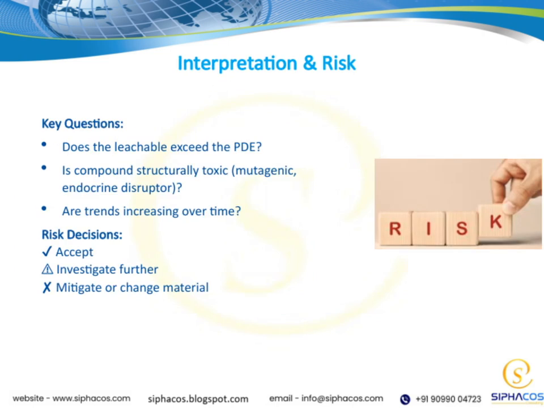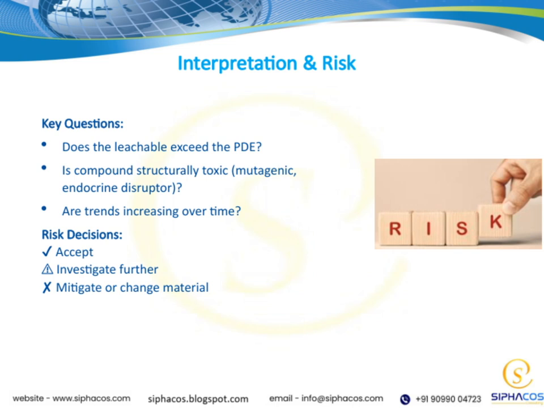Let's talk about how we interpret and assess the risks associated with leachable substances. First, we ask, does the leachable level exceed the PDE, or permissible daily exposure? If it does, that's a clear indicator that we need to pay closer attention. Next, we consider whether the compound is structurally toxic. Specifically, is it mutagenic or an endocrine disruptor? These factors are crucial because they can impact health even at low levels.